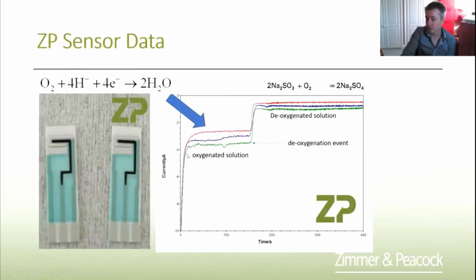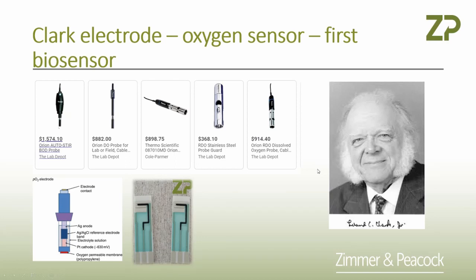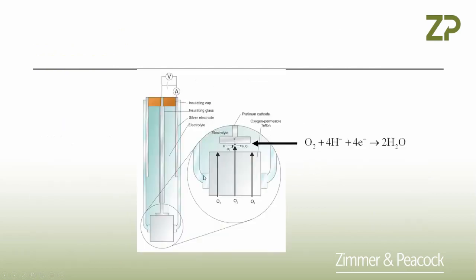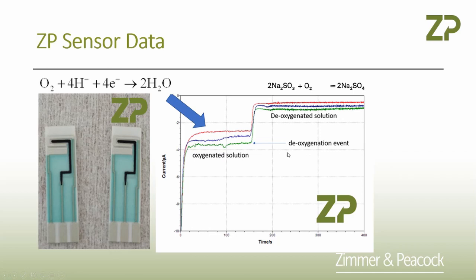In this example, we have an oxygenated solution, so there's oxygen in the solution, and a drop of it on the sensor. Oxygen in solution can be reduced to water, and the signal you get is proportional to the oxygen. So there's nothing really new about biosensors.